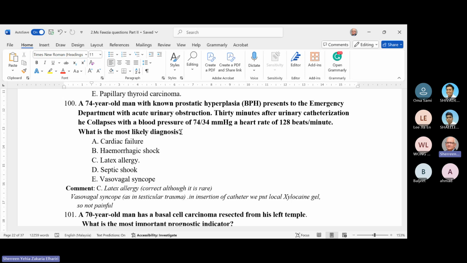What is the cause of this? Latex allergy. Latex allergy is which type of hypersensitivity reaction? Type 1 or 2? Type 1. So it is like type 1 anaphylactic type of reaction.